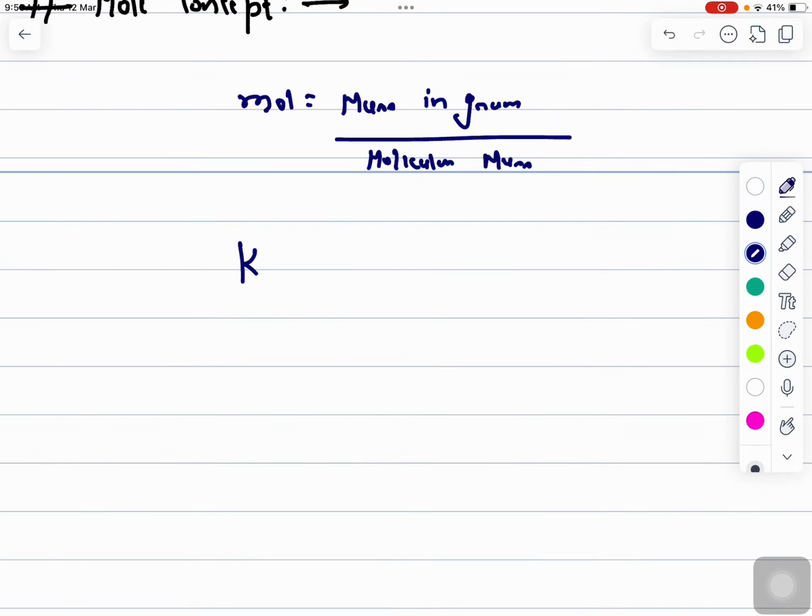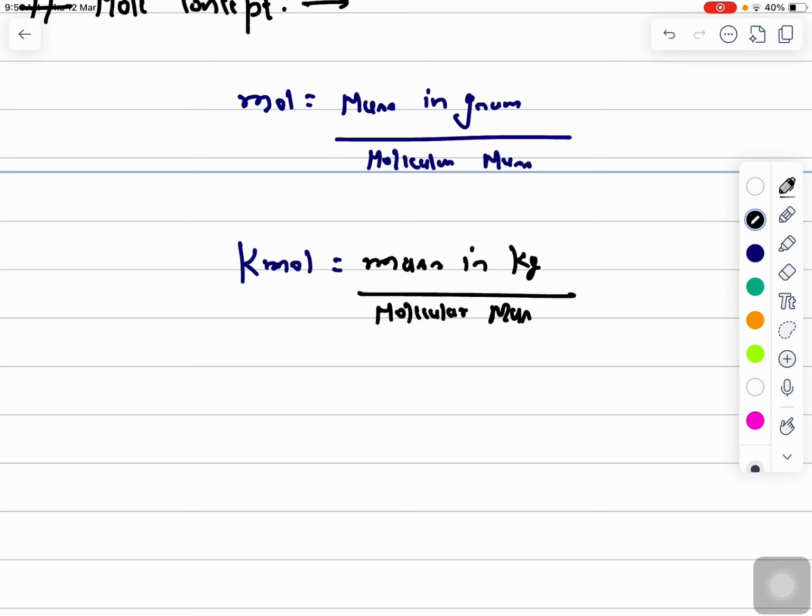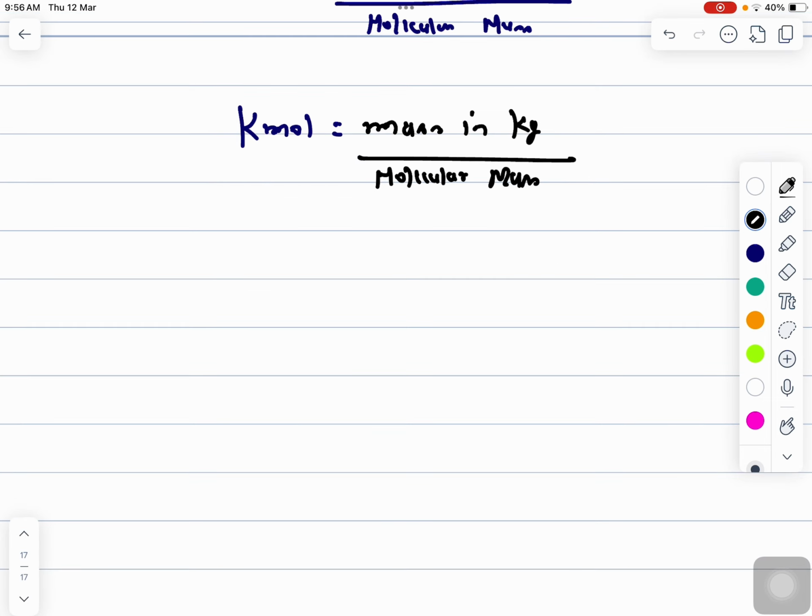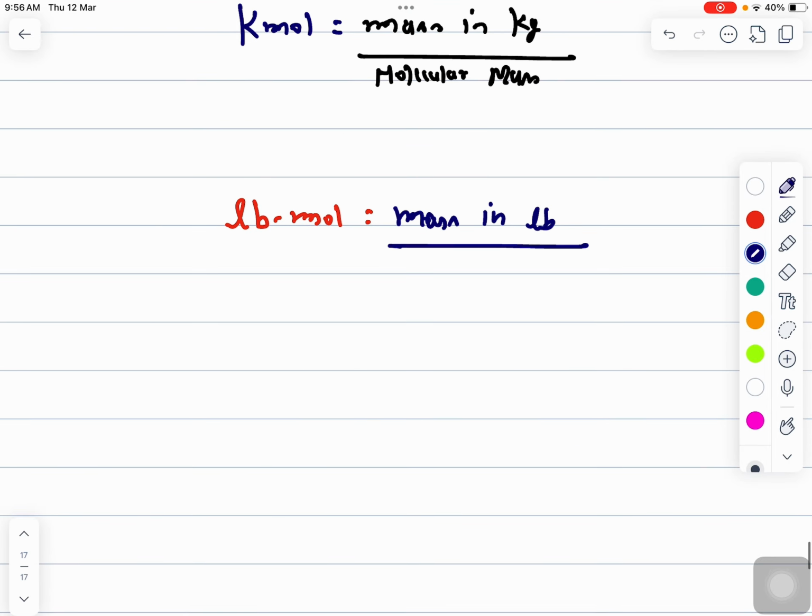Or you can also define the value of kilomole, because we will be frequently dealing with the mole and kilomole in our real problems. So you can write also here mass in kilogram divided by molecular mass, right? Mass in kilogram divided by molecular mass. Or sometimes you also have to use the lb moles. That will be equals to mass in lb divided by molecular mass.